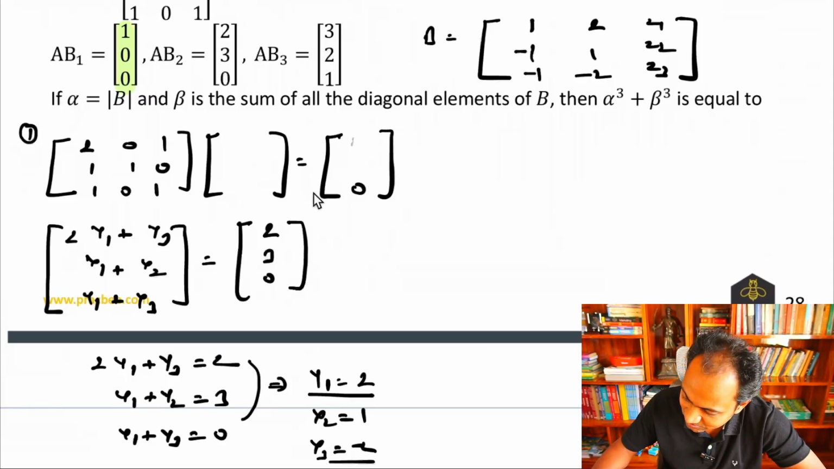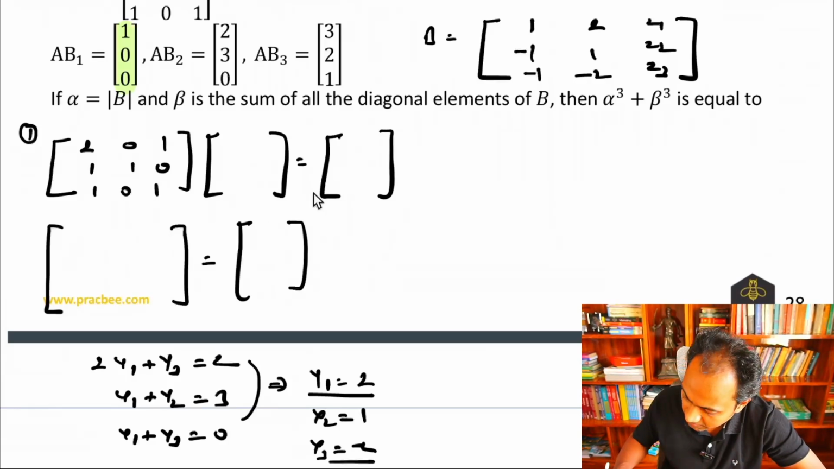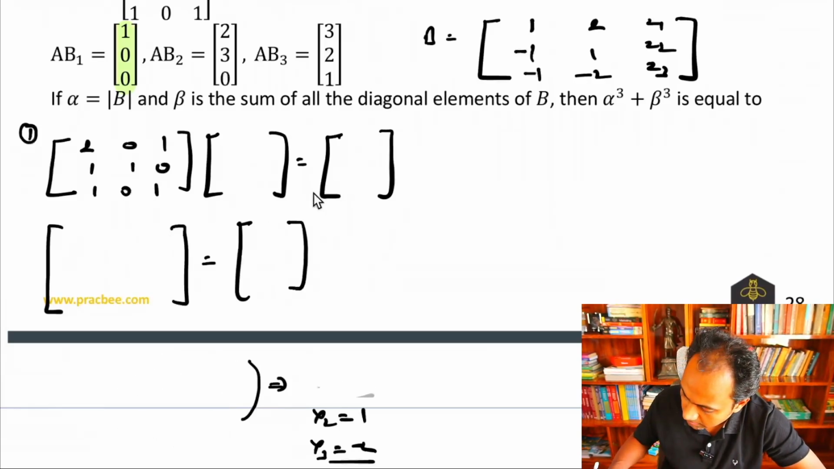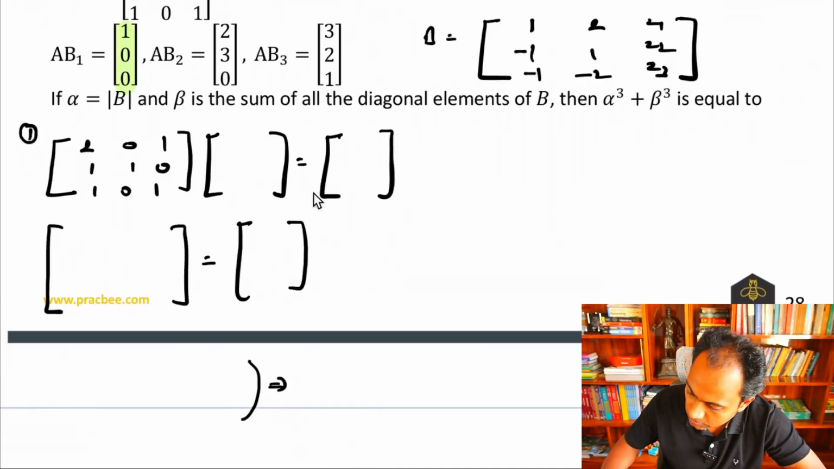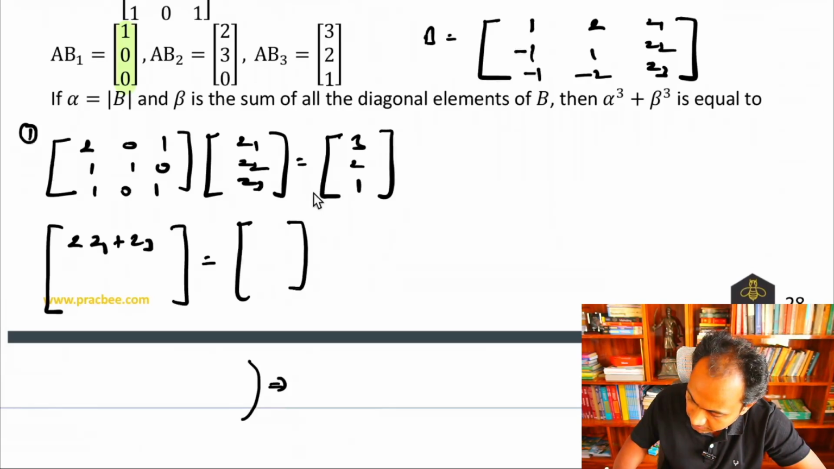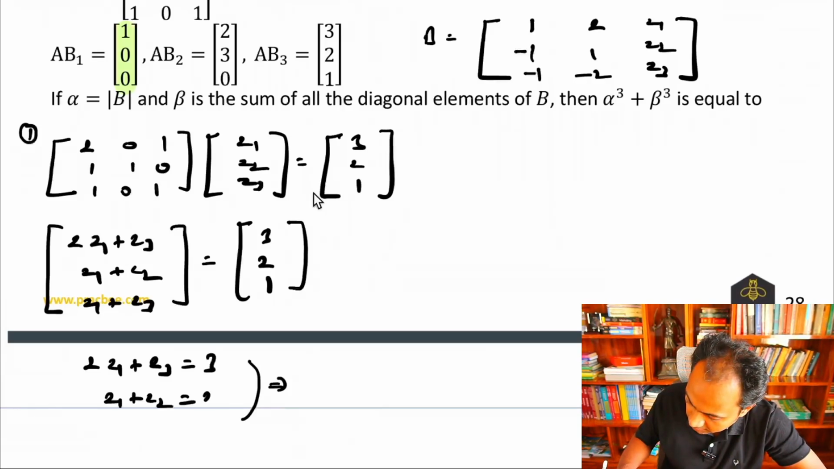Let us do that. So correspondingly, let us rub the relevant parts. Write the equation one more time. So you can see that this will now become Z1, Z2, Z3. This becomes 3 2 1. And then the same thing, 2Z1 plus Z3, Z1 plus Z2 and Z1 plus Z3. This is equal to 3 2 1. So 2Z1 plus Z3 is equal to 3. Z1 plus Z2 is equal to 2. And Z1 plus Z3 is equal to 1.